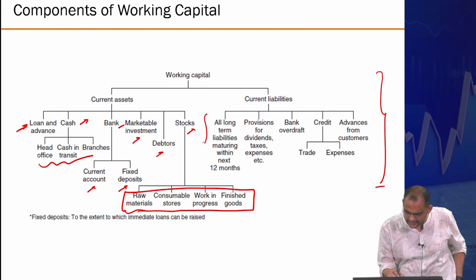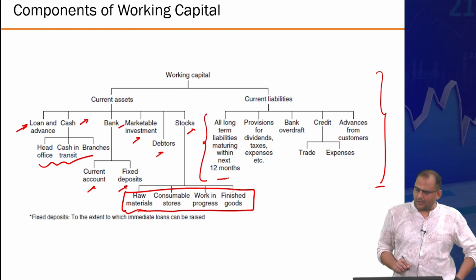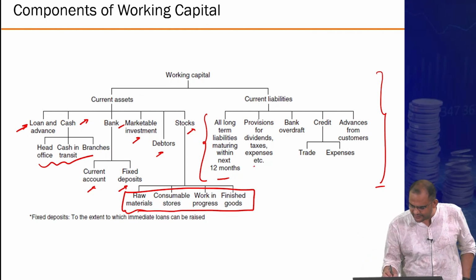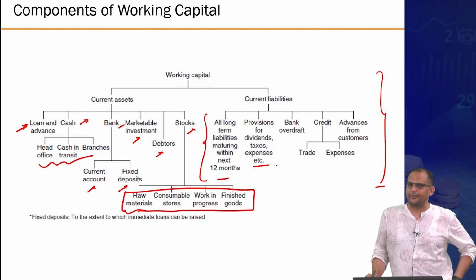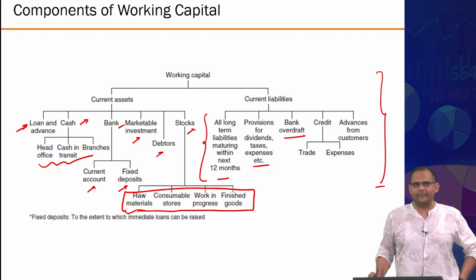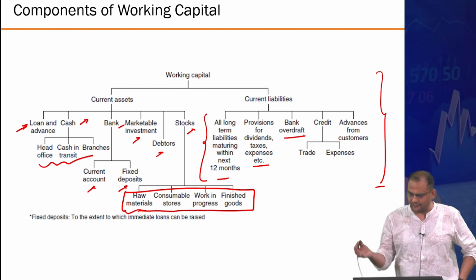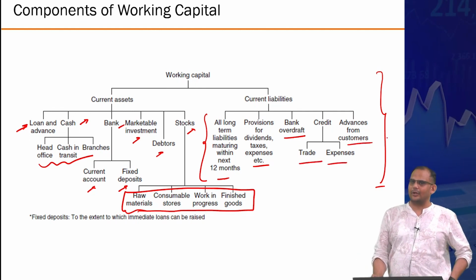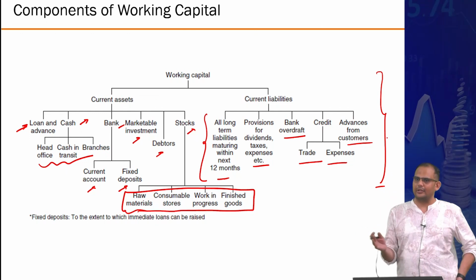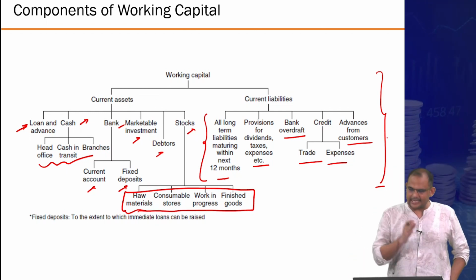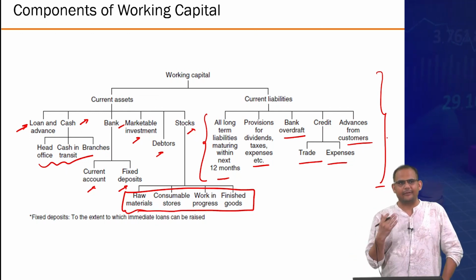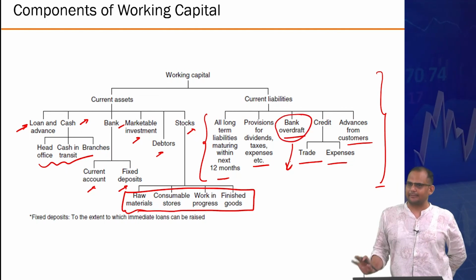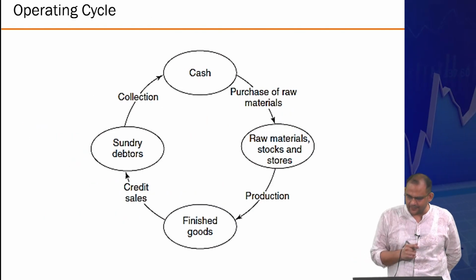And then on the other hand, there are current liabilities, which are all long-term liabilities maturing within the next 12 months. Provisions for dividends, taxes that you need to pay to your shareholders. Bank overdraft, essentially a form of a loan or some sort of an advance credit. The credits, advances from customers, these are all part of your current liabilities. So the current assets minus current liabilities gives you the idea of working capital requirement, right? Clear? Make sense? All right.